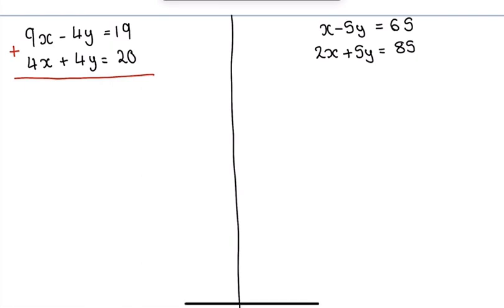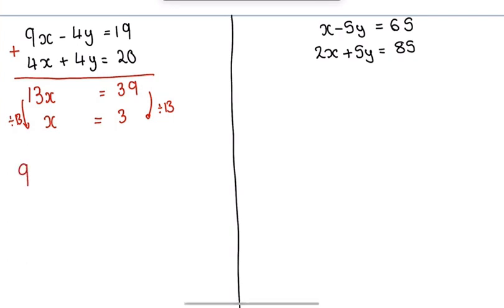9x plus 4x is 13x. Now minus 4y, add 4y gets us to 0, so they cancel out. And that gives us 39. Now we're going to solve this. So I'm going to divide both sides by 13, which leaves me with 3. But we're not done there. Just like before, we need to pick one of the equations to substitute it back into to find y.